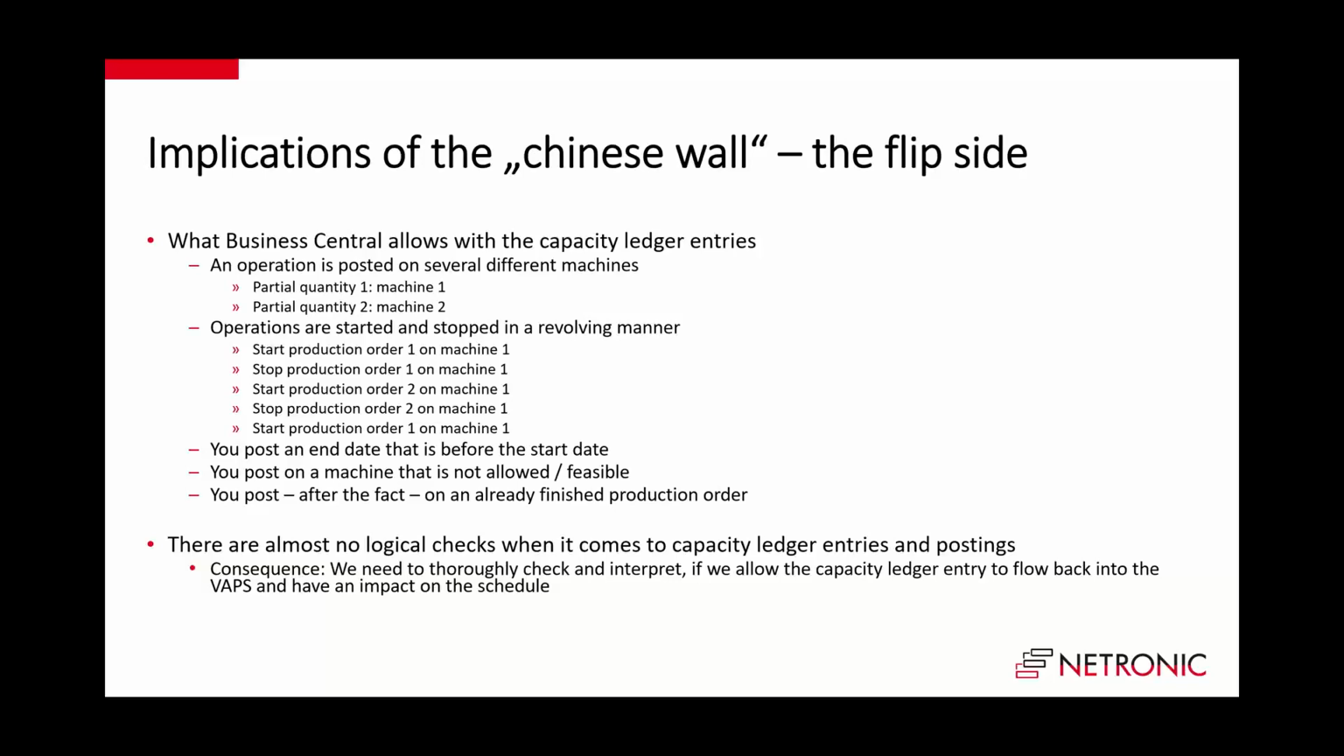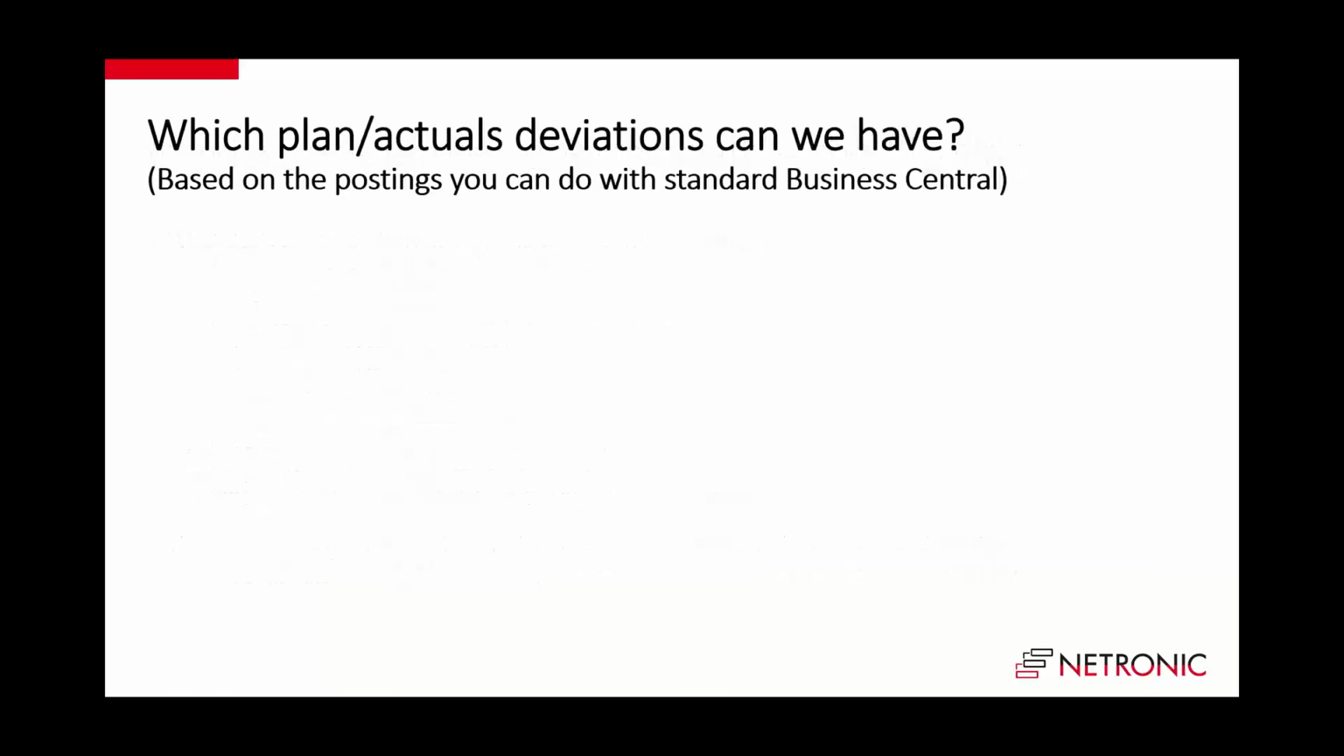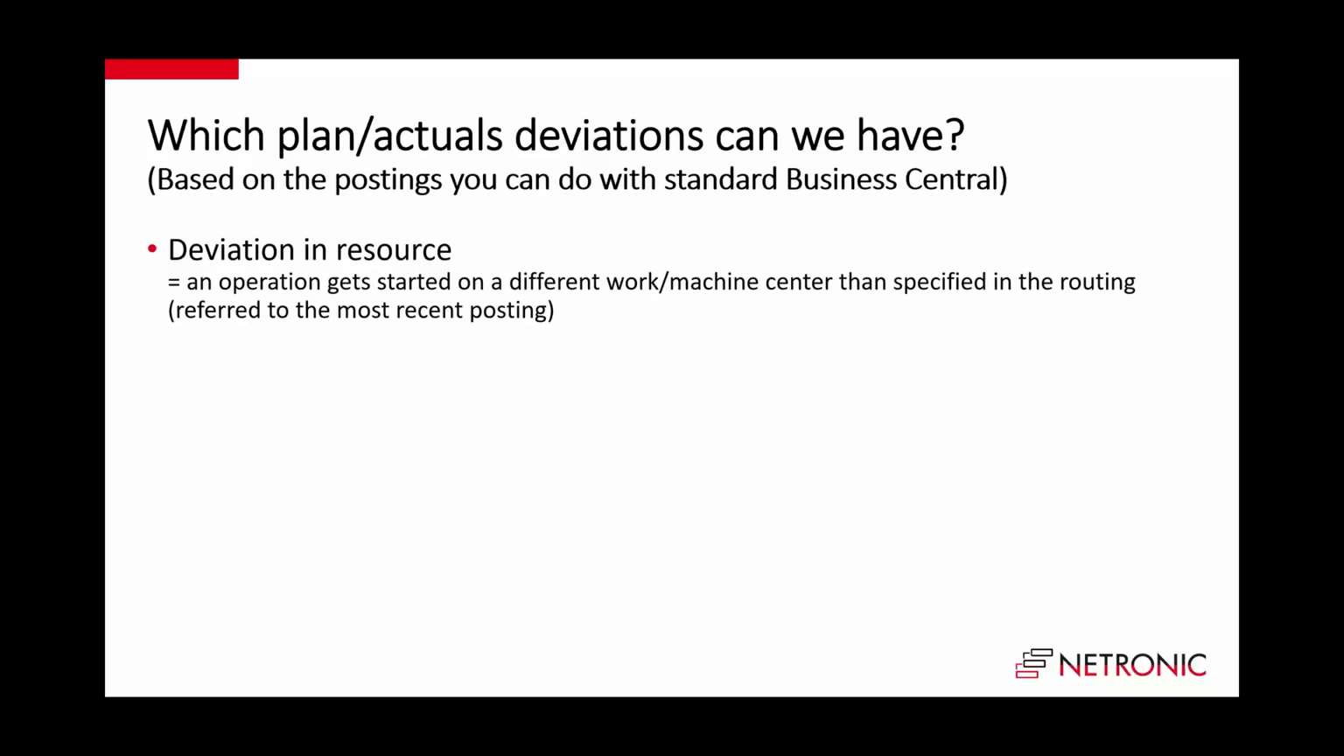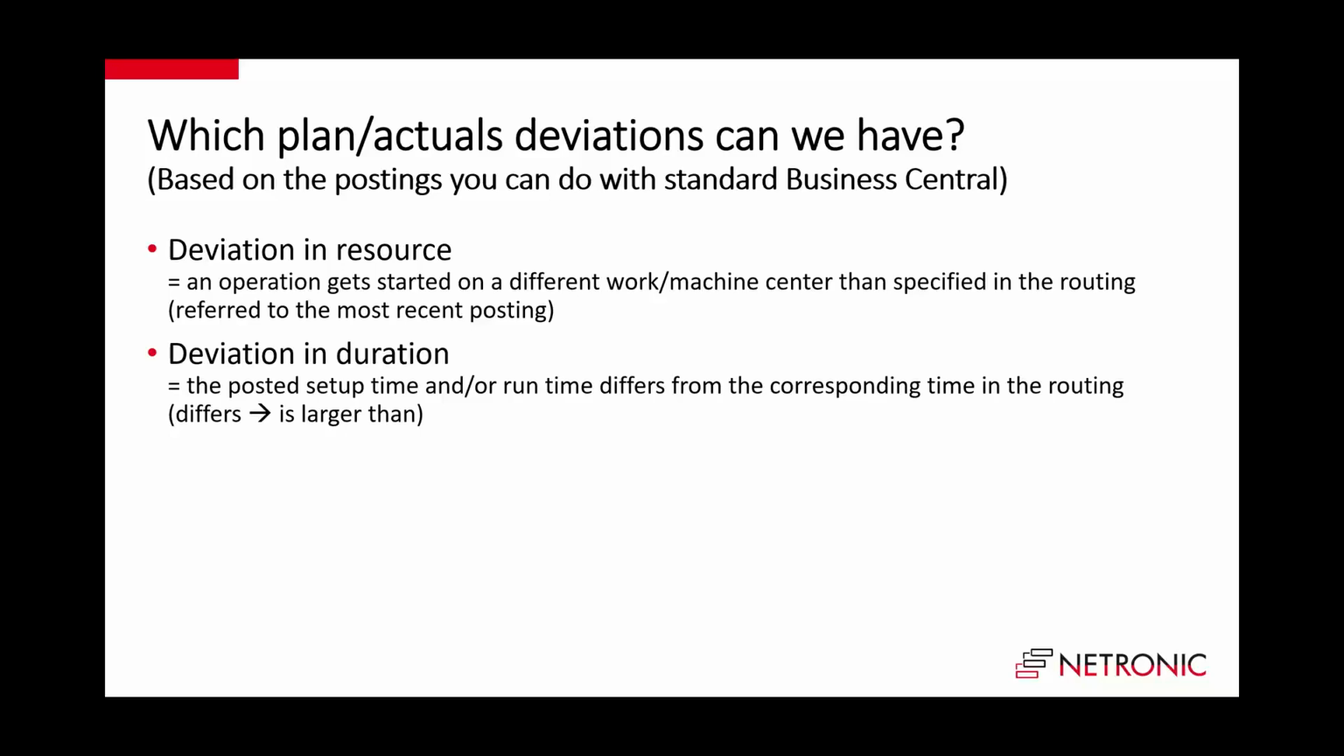And this is what we did. And this is what we implemented in the VAPS and shipped end of March with the March release, and what we're talking about today. So if we talk about deviations between plan and actuals, what kind of deviations can we actually have based on the postings that you can do with Business Central? You can have a deviation in resource, right? That was my example. The routing line got scheduled to machine 1 and somebody books and posts it on machine 2. You can have a deviation in duration, right? You have a runtime of, say, 100 minutes, and in reality it runs 120 minutes, or you were faster, it ran only 80 minutes, then you post it.